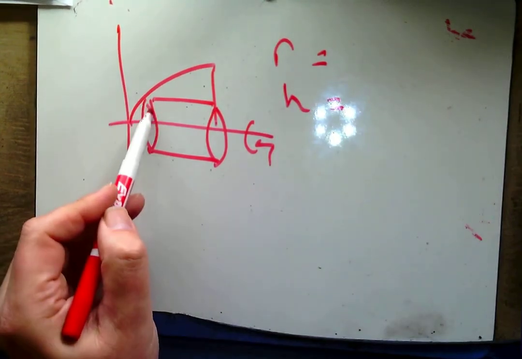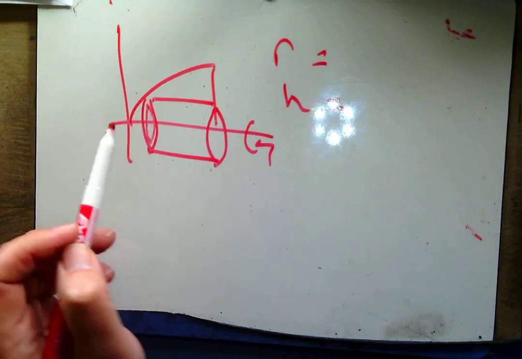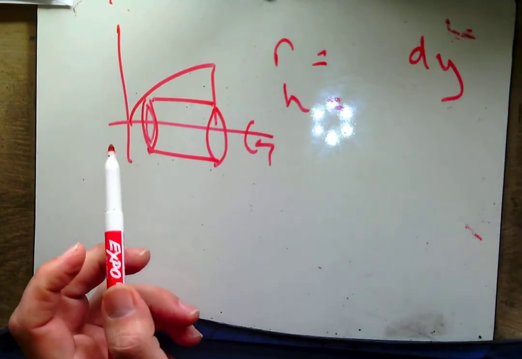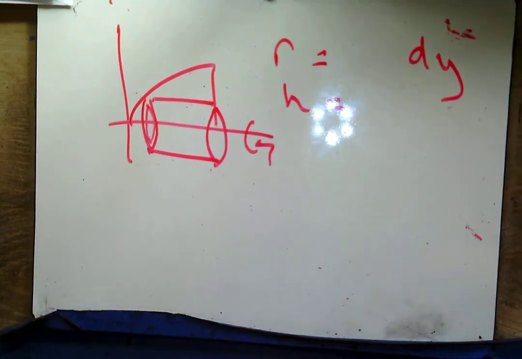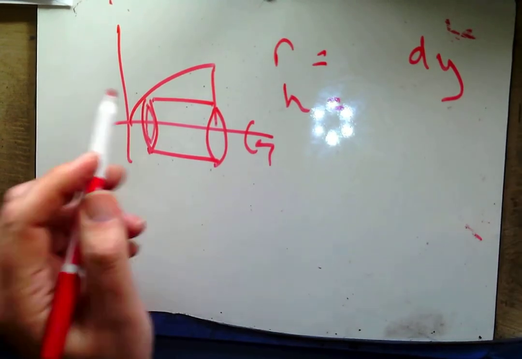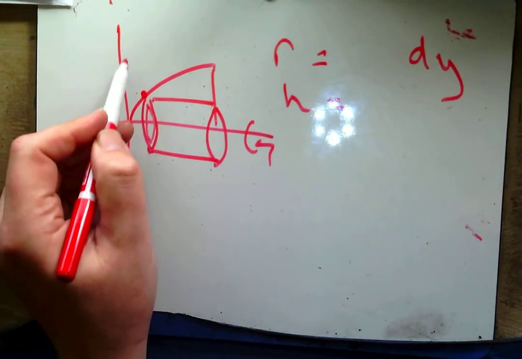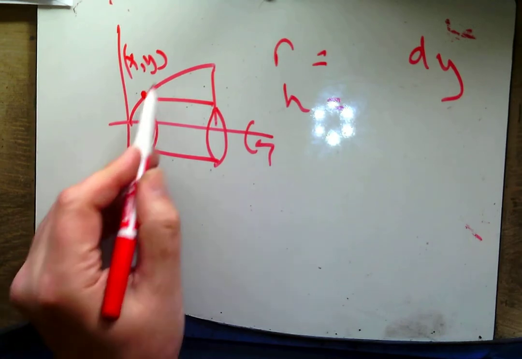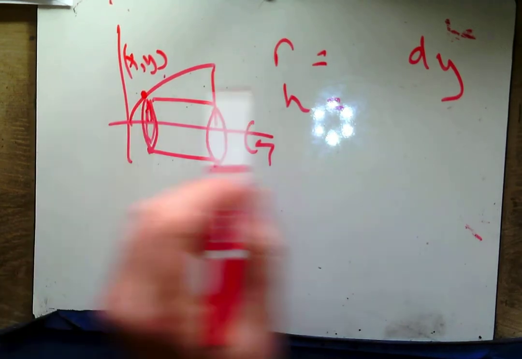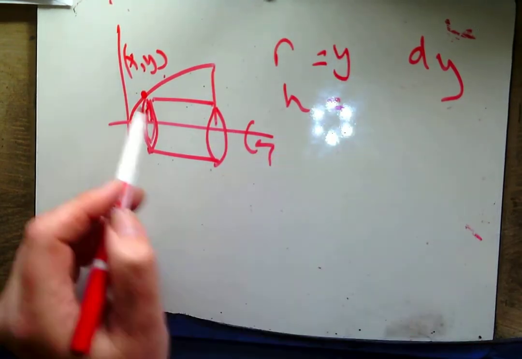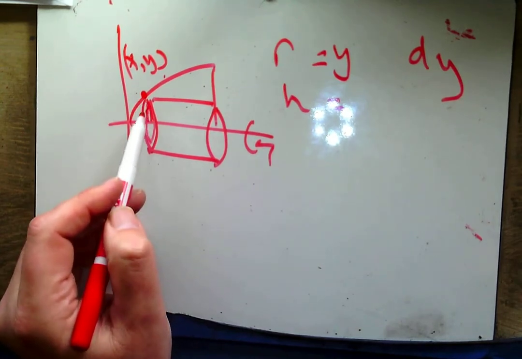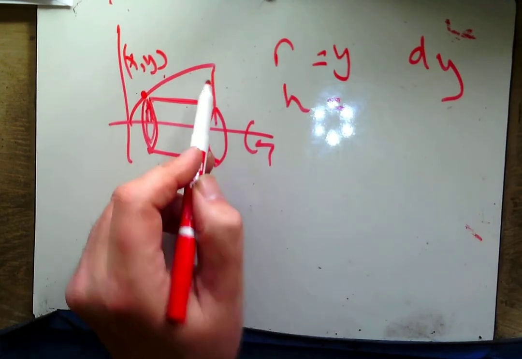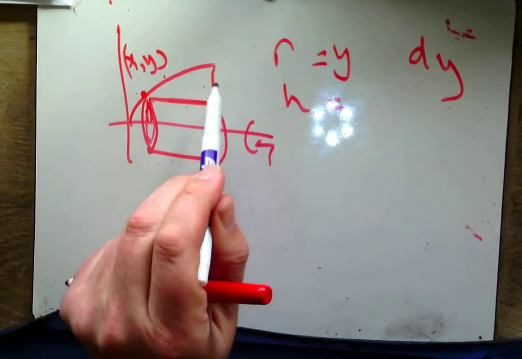We already know that this is a dy thickness, and because of that, I want r and h not to have any x's, but just to have y stuff. So let's see what we can notice. If there's an ordered pair here called xy, this distance is our y value. Well, that's also the radius of this shell.